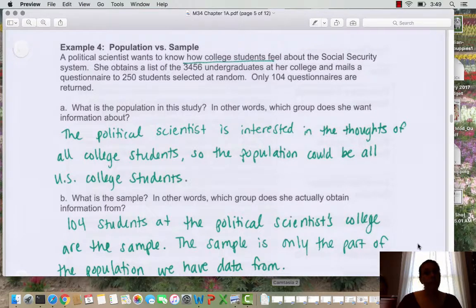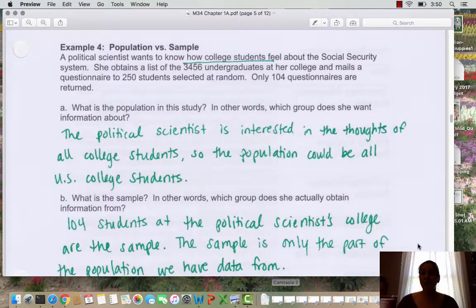Example 4. So here we're looking at what's a population versus what's a sample. A political scientist wants to know how college students feel about the Social Security system. Notice I underlined here how college students feel, because she was vaguely saying she's interested in college students. She didn't specify which college or which type of students. She obtains a list of the 3,456 undergraduates at her college and mails a questionnaire to 250 students selected at random. Only 104 questionnaires are returned.